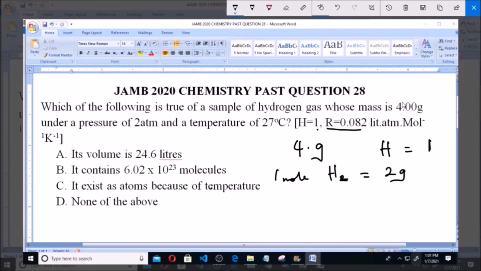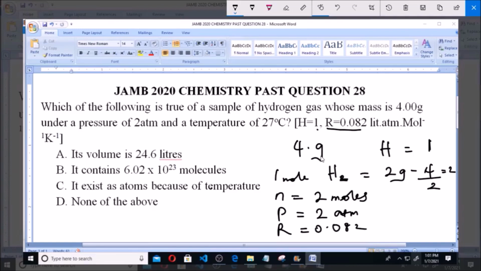Now the gram given to us is 4 grams, so it simply means now to get the mole of hydrogen, we simply divide the given mass, which is 4 all over 2, and that will give us 2. So the mole of hydrogen given, which is N, is equals to 2 moles. Now the pressure P is equals to 2 atmosphere. The molar gas constant R is equals to 0.082. Then the temperature T is given as 27 degrees Celsius, which is equals to 300 Kelvin.